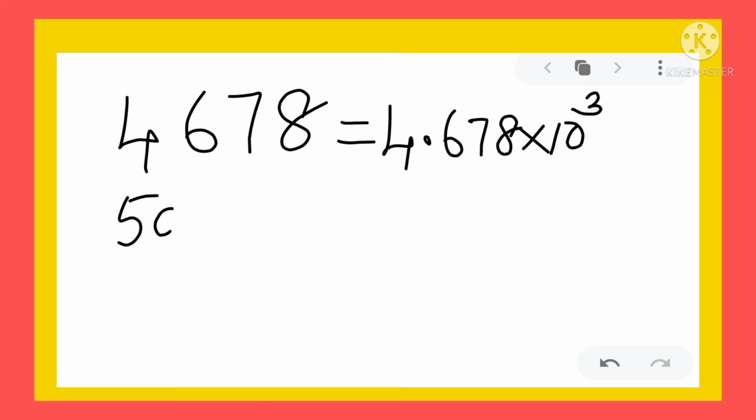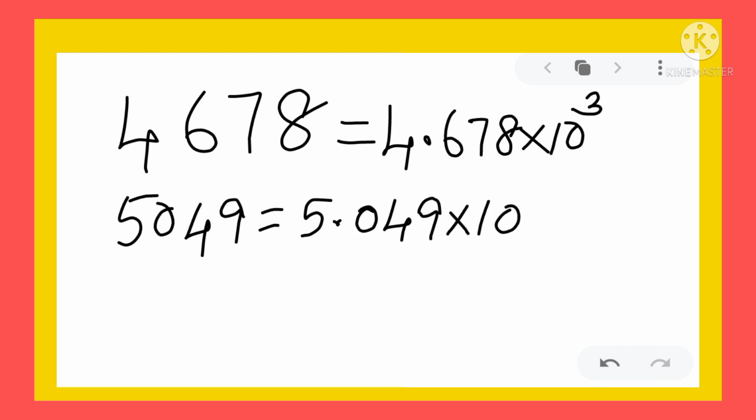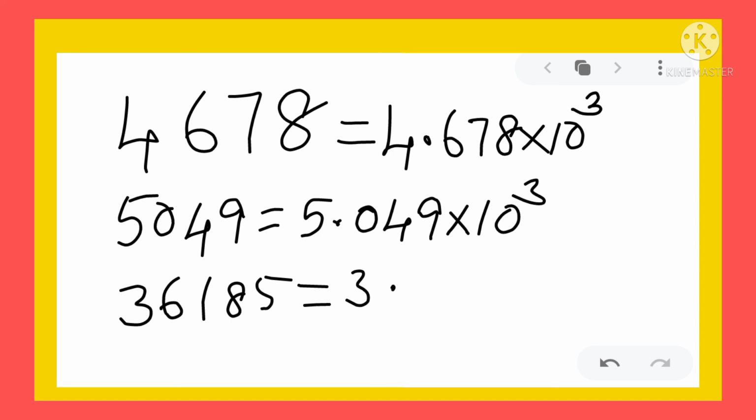Like 5049 equal to 5.049 into 10 raised to 3. Then next, 36185. This is a 5-digit number, so we can write 3.6185 into 10 raised to 4. This is the way we can write.